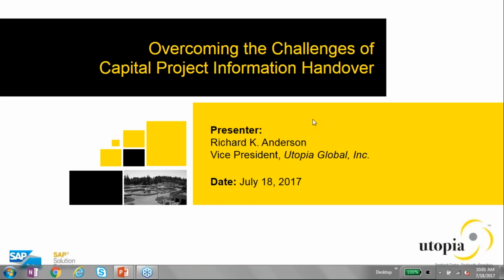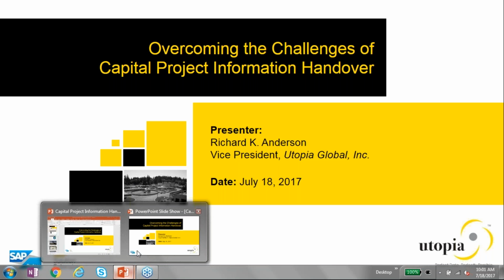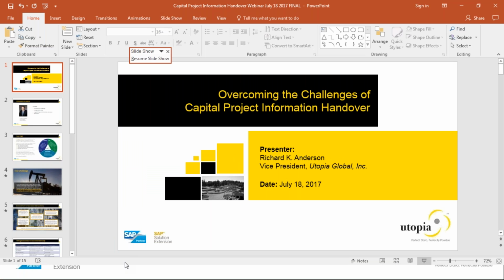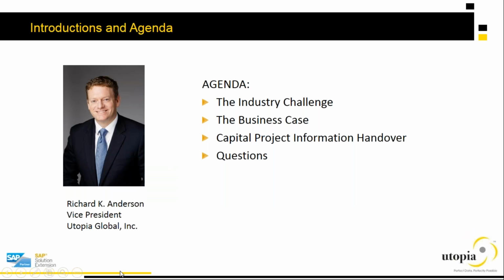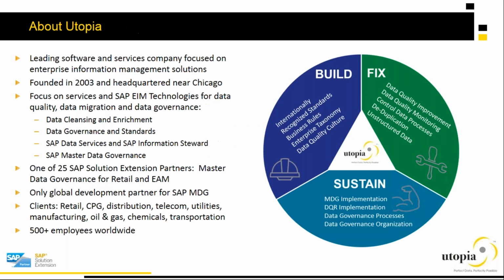What we're going to talk about today is the challenges of the capital project information handover process. I'm sorry, my screen is not advancing. There we go. We'll address this in a couple of ways. First, we're going to talk about industry challenges, a little bit about the business case, and then go into some details specifically about the capital project information handover process, technologies that can be used, and some of the benefits that you can see from starting this journey early.